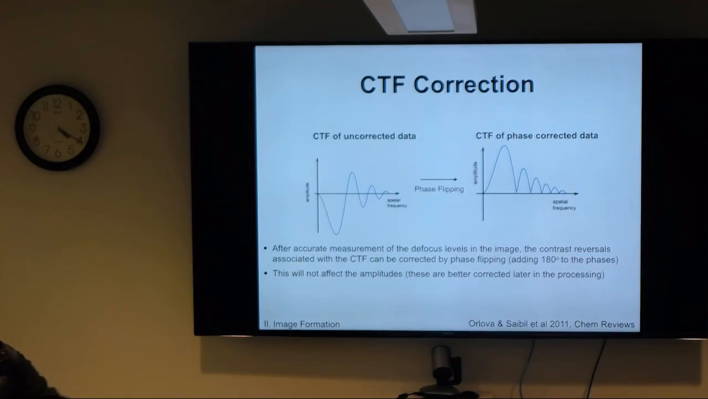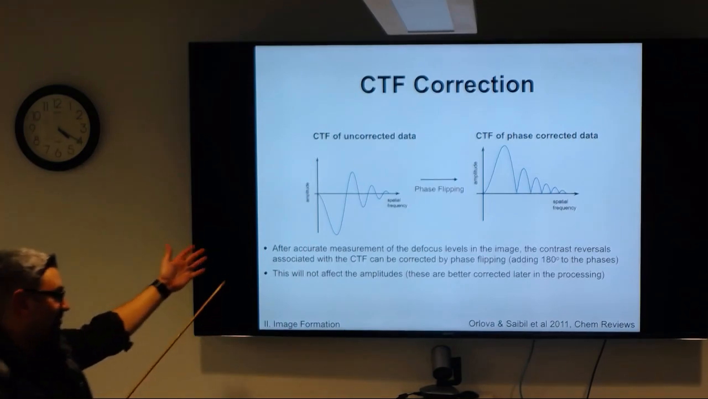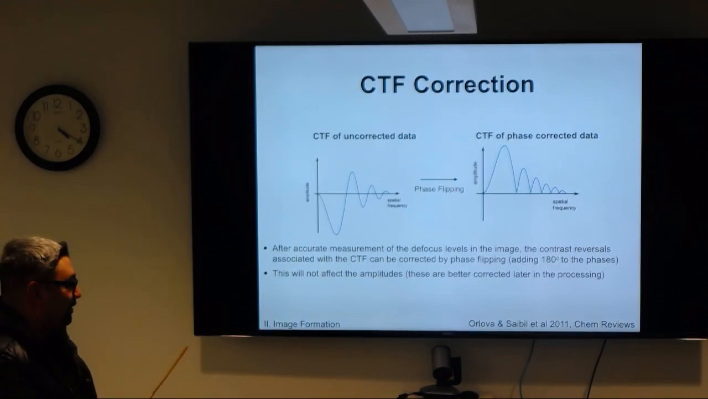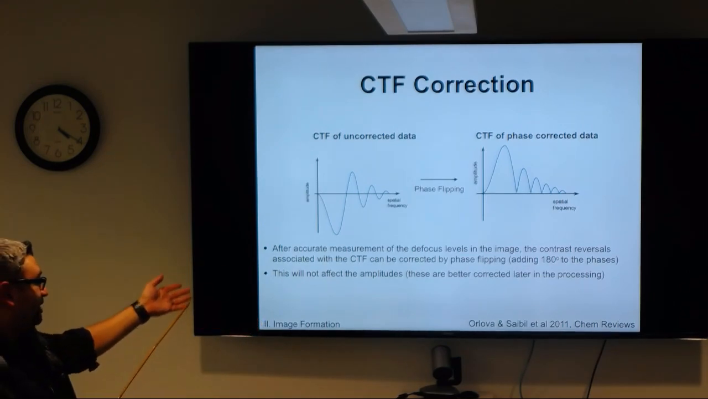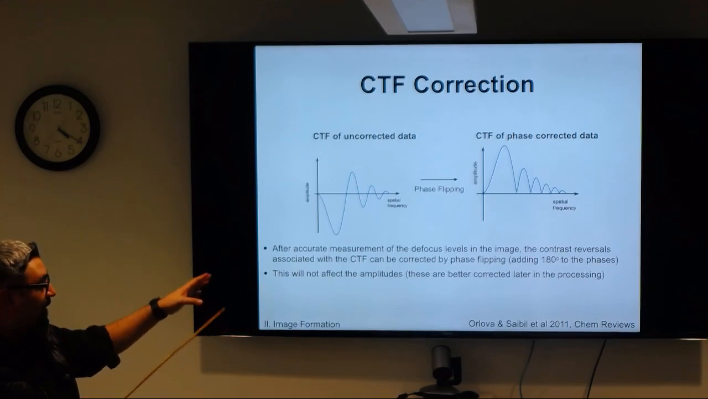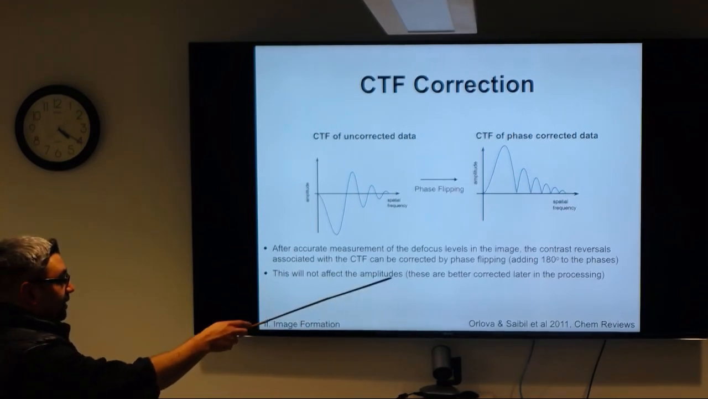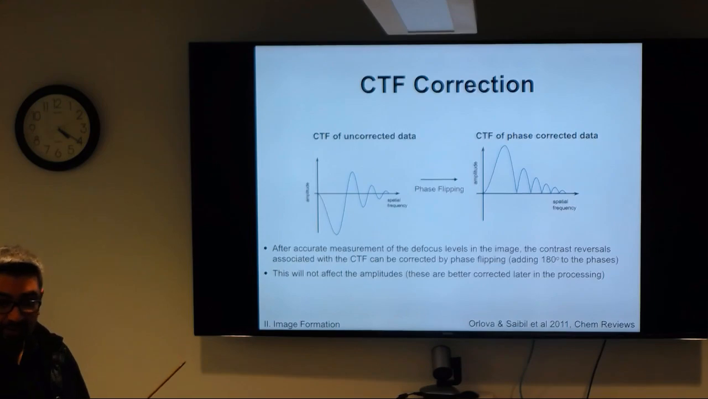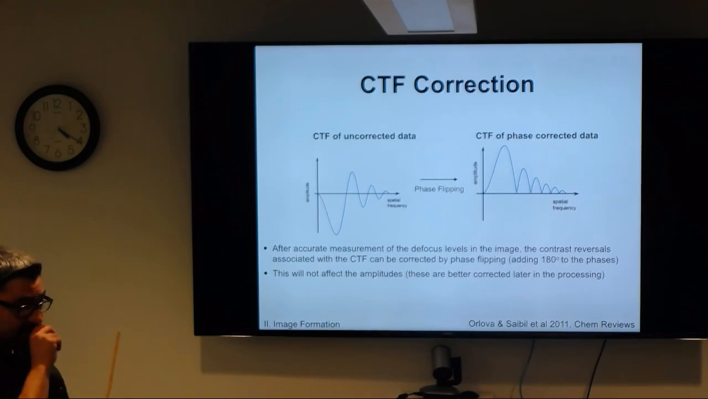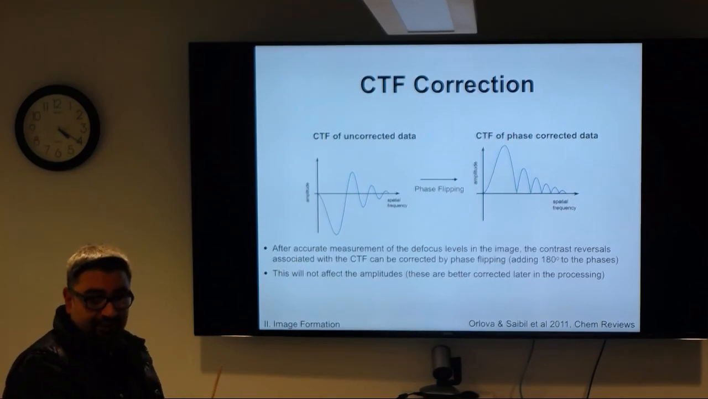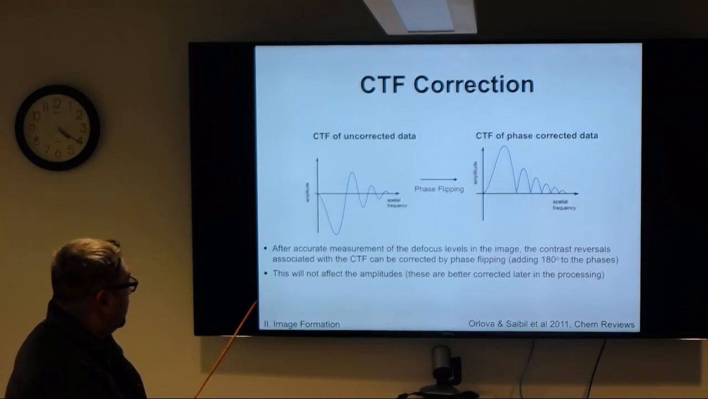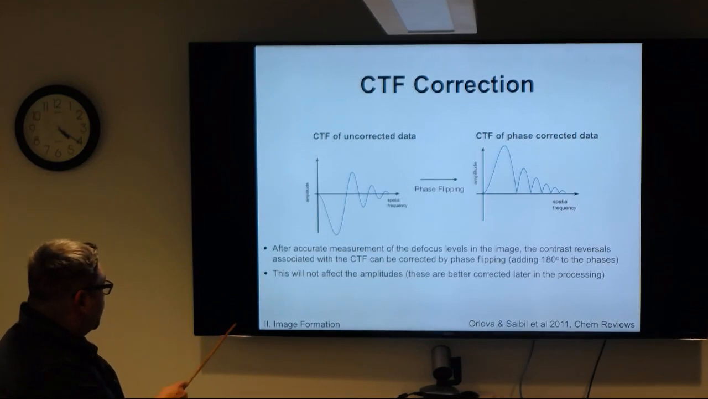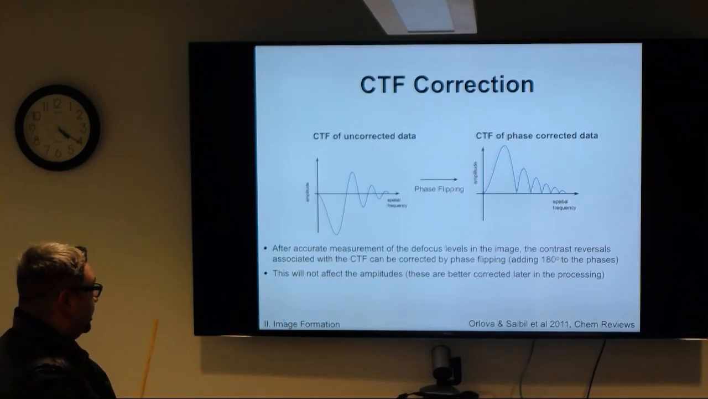Okay, so that's how you estimate the CTF. After the accurate measurement of the defocus levels in the image, the contrast reversals associated with the CTF can be corrected by phase flipping 180 degrees. So we flip the phases. We estimate the CTF and then we correct. The program normally does both, right? This will not affect the amplitudes. These are better corrected later in processing.